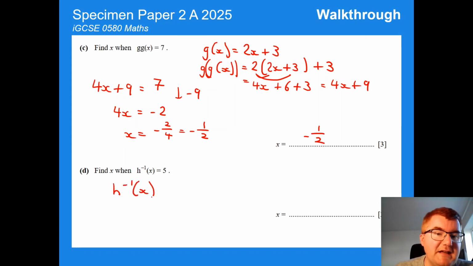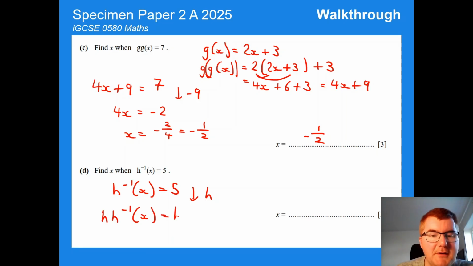Okay, so let's take the equation here. So h inverse of x is equal to 5. What I'm going to do on both sides is do h on both sides. Now, if I do h on both sides here, notice that h and h inverse cancel. They're the opposite operations, like timesing and dividing. And we're left with just x, but we still get the h of 5 on the right-hand side.